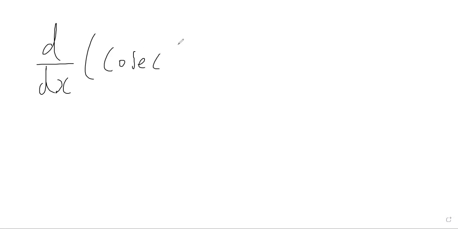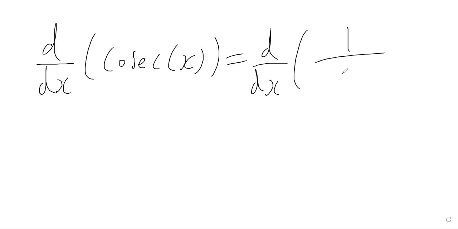Hi, so in this video what we're going to do is differentiate the function cosec of x. So cosec is just the same as 1 over sine of x, just because we define 1 over sine of x to be this cosec function. So this is just the same as taking the derivative of 1 over sine of x. And to do this, we're going to use the quotient rule that we did in one of the previous videos.